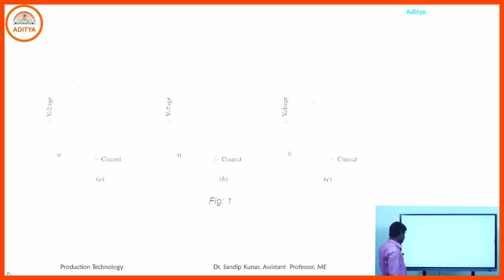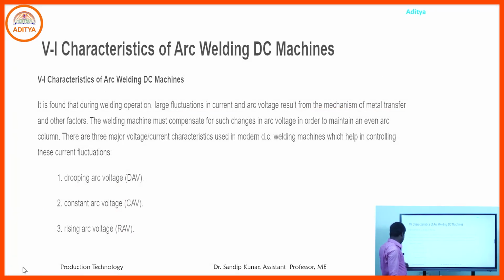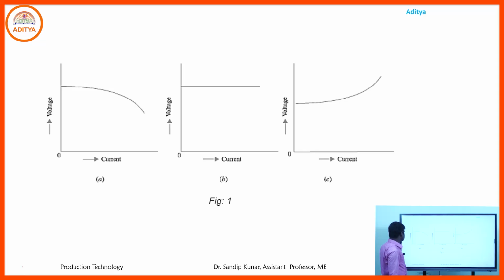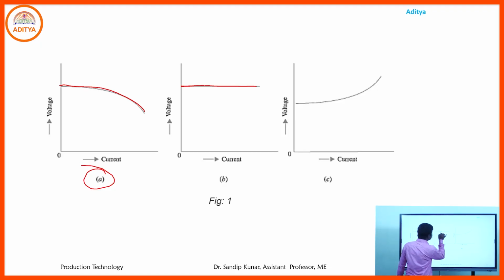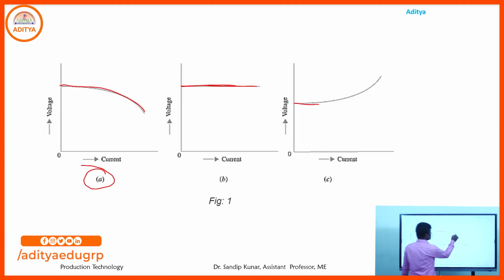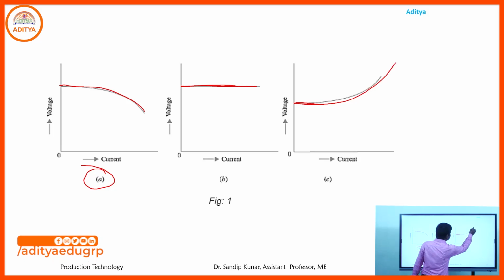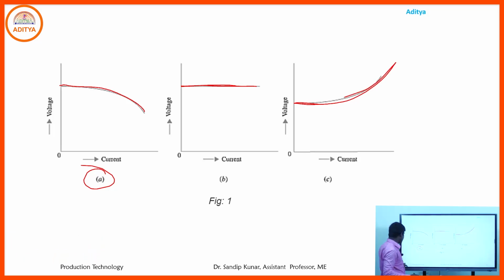First one, that is the DAV, drooping arc voltage. Here the current is increasing, and after some time the current increases but the voltage decreases. Second one, the current increases but the voltage stays constant. And third one, the current increases and after some time stays constant, but the voltage increases. Let us look at the graphs.